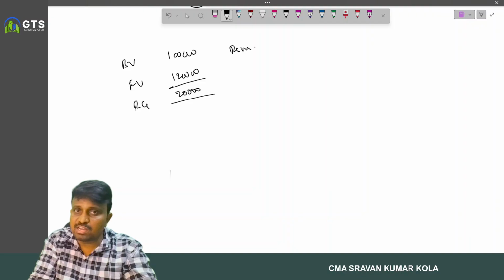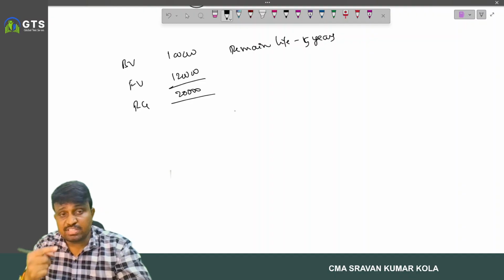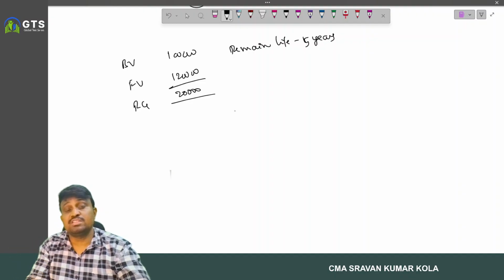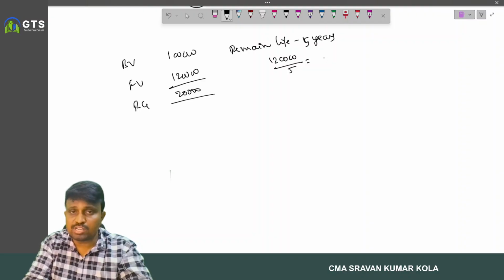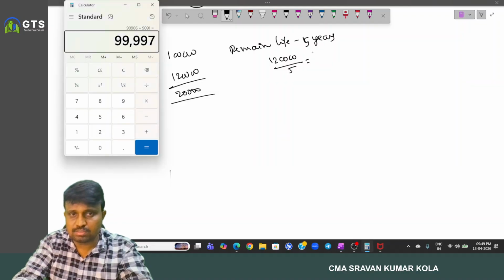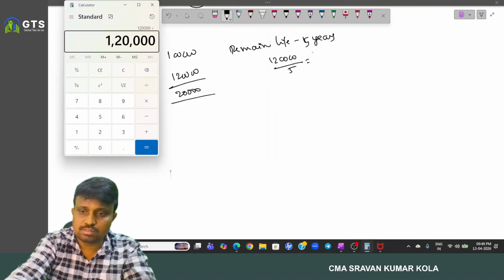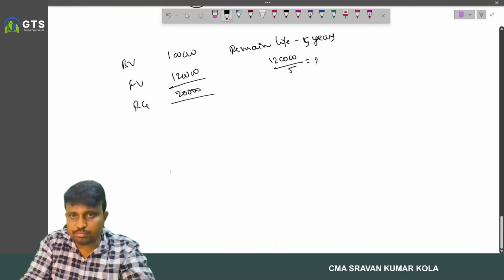And the remaining life is, for example, say 5 years. Then depreciation should be calculated based on the revalued figure, nothing but fair value. What is the depreciation? 1,20,000 by 5. Then how much? Nothing but 24,000 per annum.